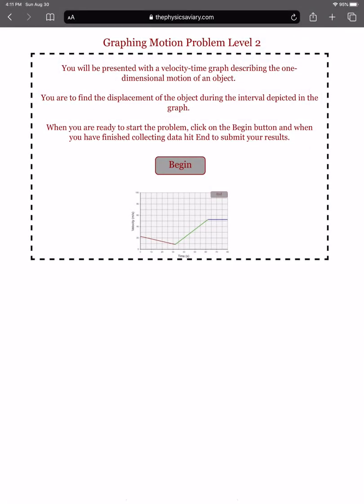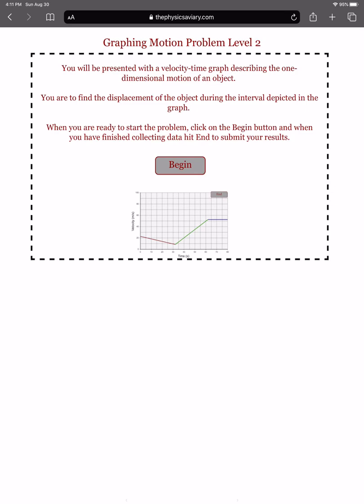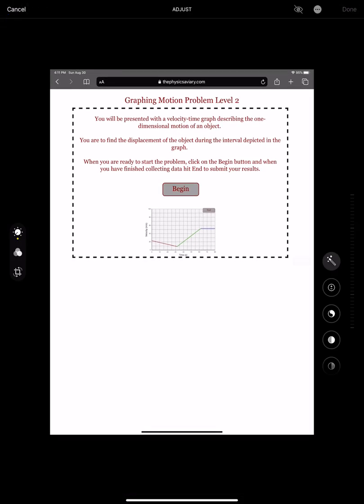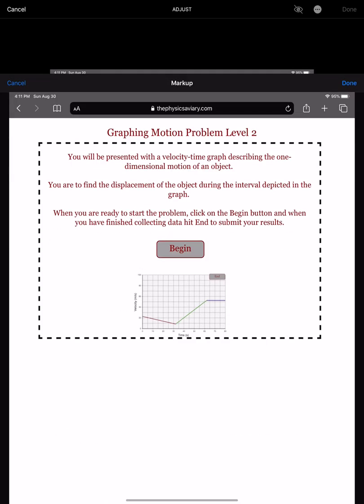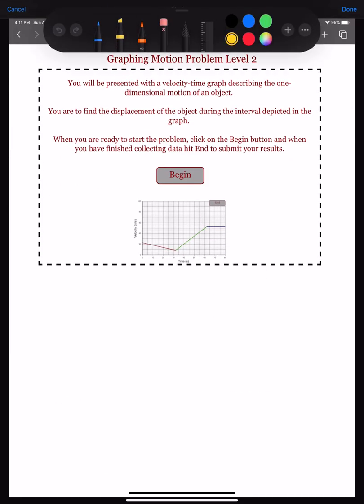Okay, so this is the solution for graphing motion problem level 2, and they say that you'll be presented with a velocity time graph describing a one-dimensional motion of an object. We are to find the displacement of the object during the interval depicted in the graph. When you are ready to start the problem, click begin, and when you have finished collecting data, hit end.